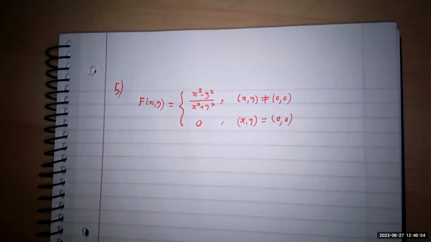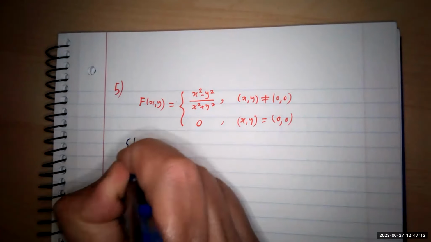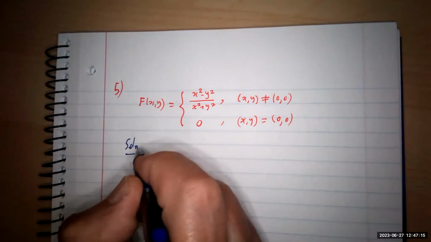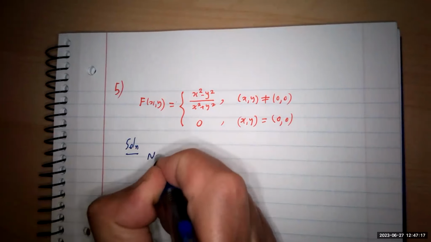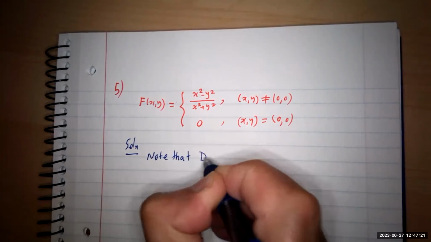You see, the domain of this function is R2, because you are going to be in two dimensions, x and y, and it's always defined for both. So you focus on the domain first. Okay, this is the solution. So first the domain. Note that the domain of the function is R2.